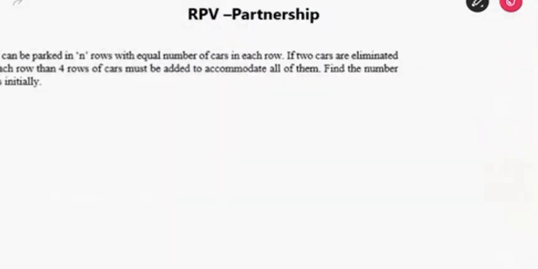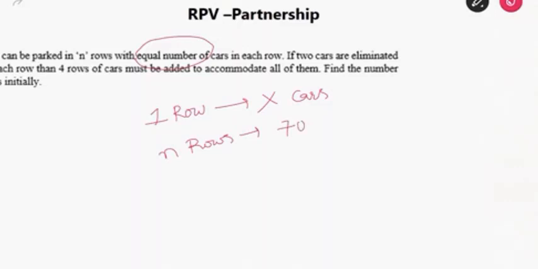70 cars can be parked in n rows with an equal number of cars in each row. If 2 cars are eliminated from each row, then 4 rows must be added to accommodate all of them. Find the number of rows initially. The question says in each row there are an equal number of cars. Let us say for one row there are x cars. Totally how many rows are there? n rows. For n rows how many cars are there? 70. Now crisscross this. What will we get?